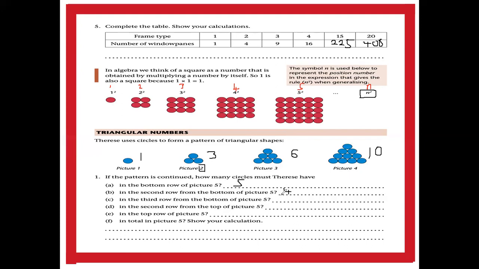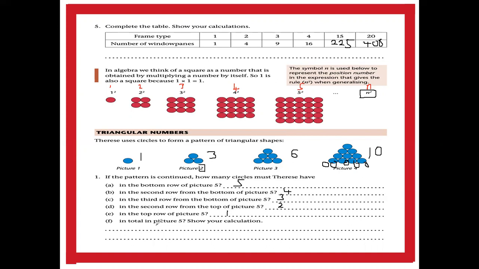And then the third row from the bottom will be 3. The second row will be 2. And the top row is always 1, as you can see. So we have a triangle going 5, 4, 3, 2, 1. So you could actually draw picture 5 by just adding on 2, 3, 4, 5 at the bottom, and then that would be picture 5. Horrible drawing, but you get the idea.